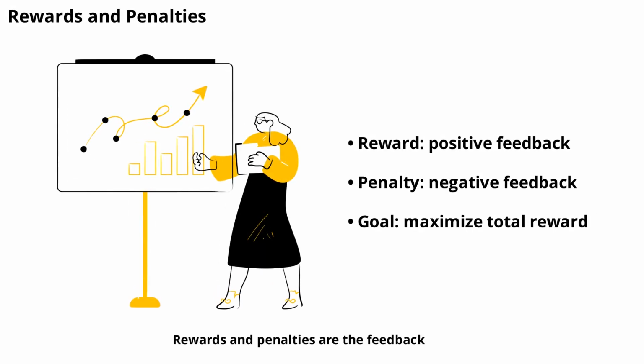Rewards and penalties are the feedback signals that guide the agent's learning. When the agent takes an action, the environment responds with a reward, which is positive feedback, or a penalty, which is negative feedback. The agent's goal is to maximize the total reward it receives over time. This encourages the agent to find actions that lead to long-term success, rather than just immediate gains. The design of the reward system is crucial, as it shapes the agent's behavior.